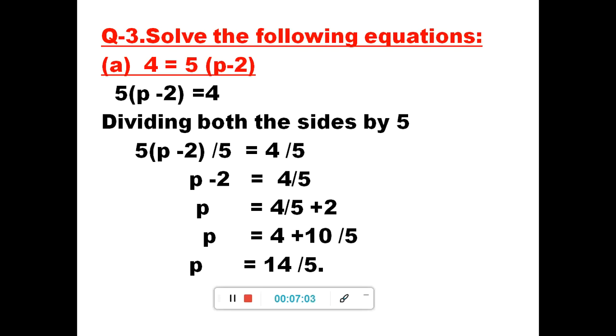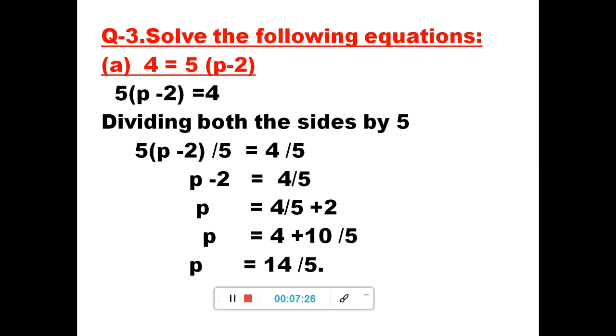Now question number 3. Solve the following equation. 4 equal to 5 multiplied by (p minus 2). So I kept the unknown number in the left hand side, so I changed the order. 5 into (p minus 2) equal to 4. In an equal sign, both the sides are equal. So I kept 5 into (p minus 2) equal to 4.